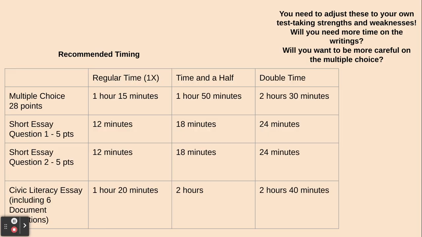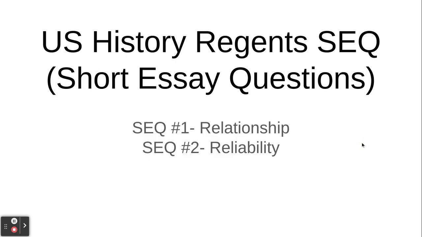And the civic literacy essay should be about an hour and 20 minutes. The truth is, it's very hard to write a full essay in less than an hour. You want time to analyze those 8 documents and answer those 6 document questions to get those 6 points. And also be aware if you have double time or time and a half, how much time you should take on each task. So really briefly going through the short essay questions.